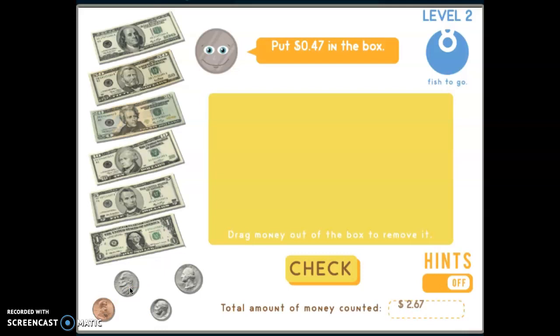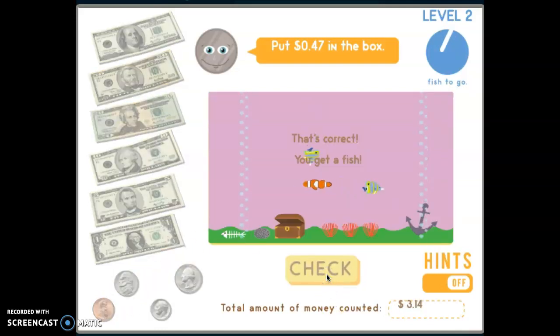If I want, I don't have to use 47 pennies, but I could do something that looks like this. 25, 50. Can I do that? Too much money. So let's go back. 25, 35, 45. Ooh, 45. I only need 2 more. 45, 46, 47. You got a fish!